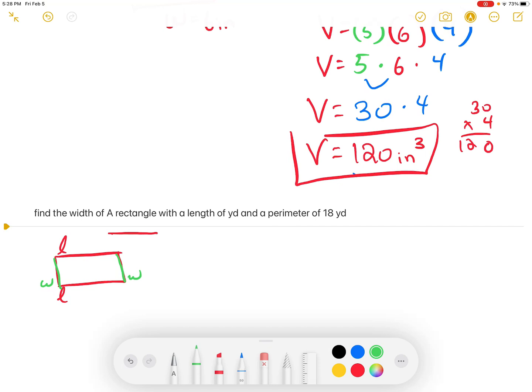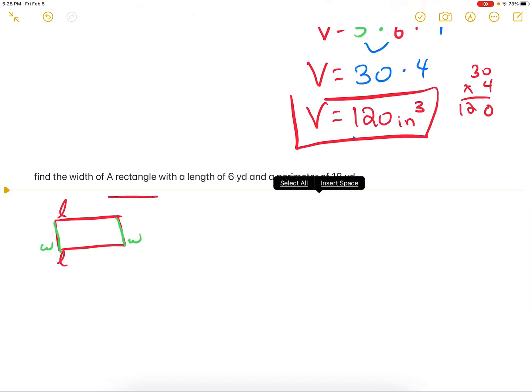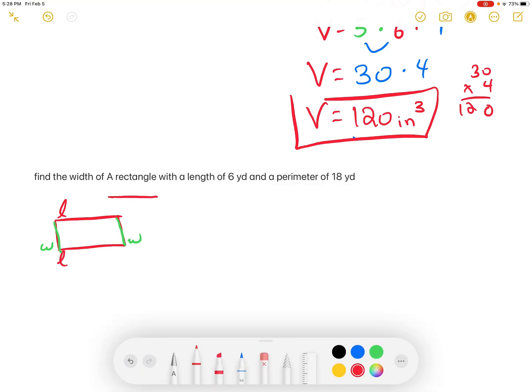It says in the problem that the length is, I didn't write it in there. The length is 6 yards. Okay? We know for a fact that the length is 6 yards. So we can say L is 6 yards. What else do we know? And the perimeter is 18 yards. Oh, look at that. That's interesting. The perimeter is 18. Well, it seems that we need to find out what the width is, which it says, find the width. So what is the width?